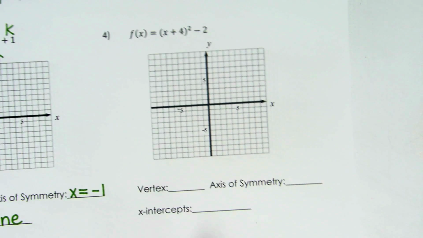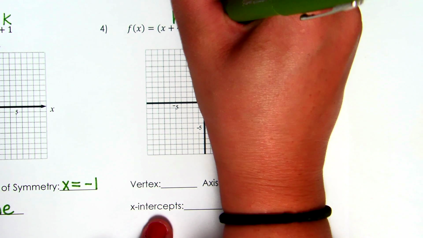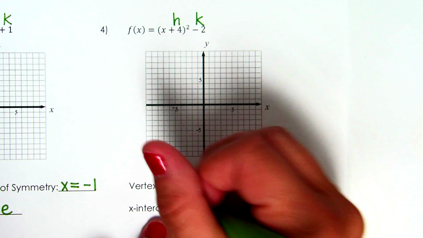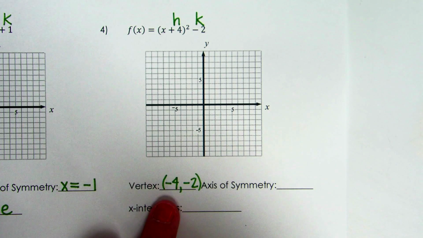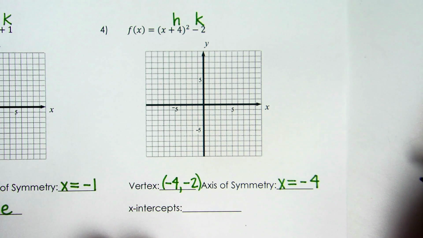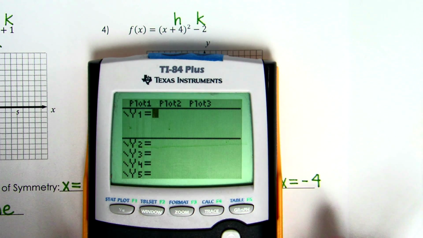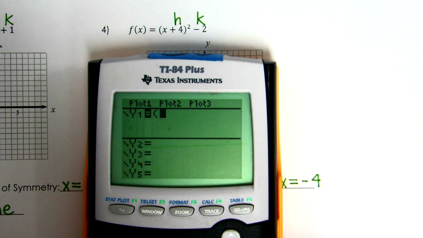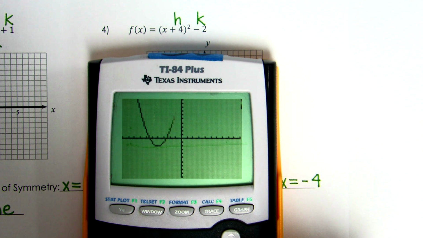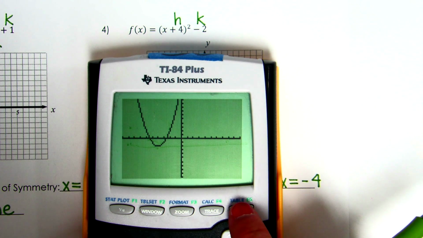All right, last but not least, number 4. Okay, number 4, I need a vertex, (h, k). h is the opposite sign, so it's at -4, and k keeps its sign, -2. Axis of symmetry, x equals h, which is the x value of the vertex, -4. And then I'm going to try to find my x-intercepts. In my calculator, y equals (x plus 4) squared minus 2. Look at the graph. I'm going to have 2 x-intercepts, both negative. Go to the table.